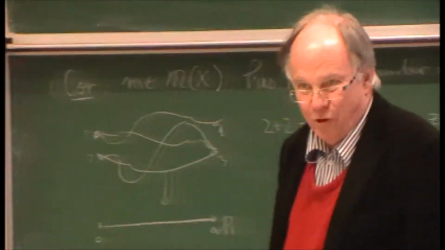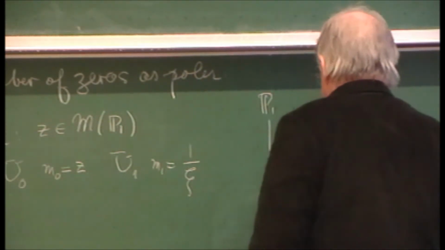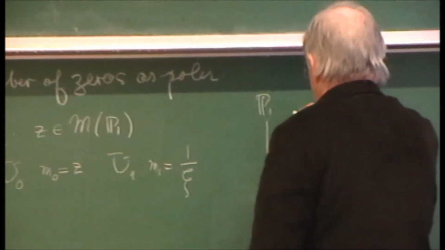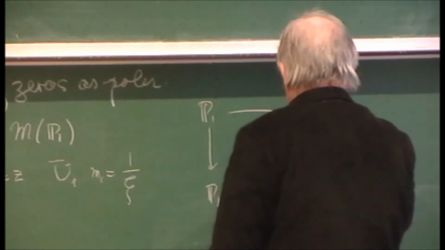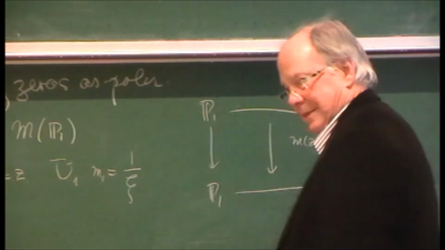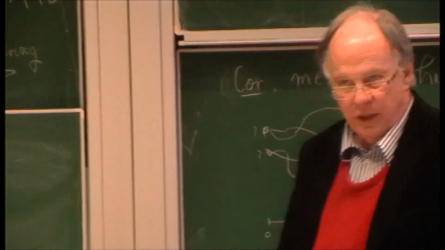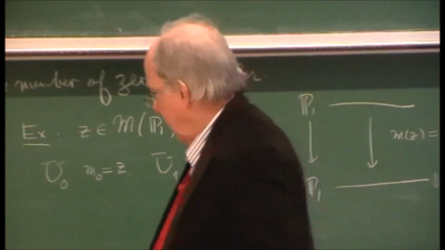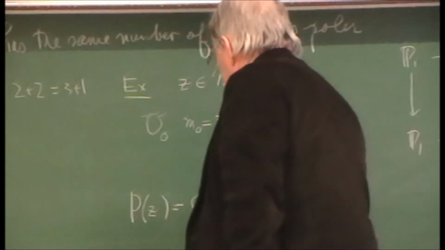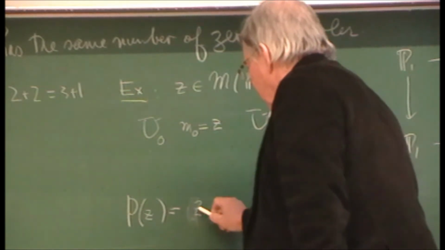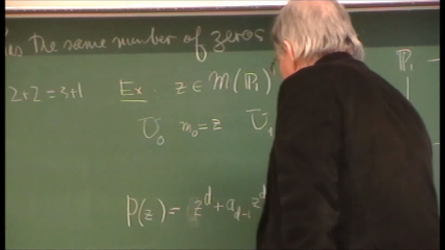I will draw it for you. This is a biholomorphic map. Here's P1, and here's P1, and this is the function z. It's one to one, biholomorphic. What's the problem? No problem. Okay, so let's look at any polynomial. You're just not used to this stuff. Let's make it monic, a polynomial of degree d, z to the d plus a d minus 1 z to the d minus 1 and so on.